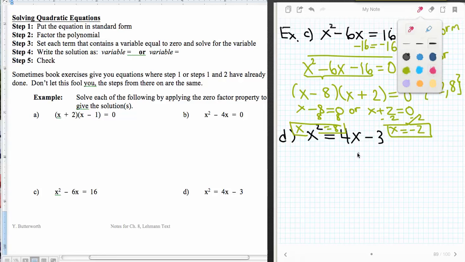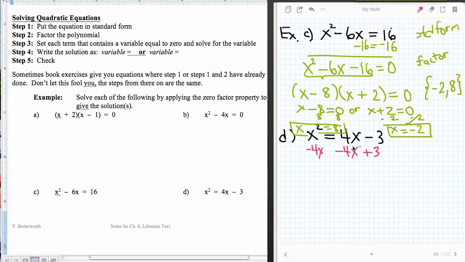Now our next problem, again, we have to get everything on one side. So we're going to take things to the left side this time because the squared variable is positive on that left side. So we want to keep it positive on the left side. And so I'm going to be adding all of these on the left side. So now I'll have x squared minus 4x and then plus 3 is equal to 0.